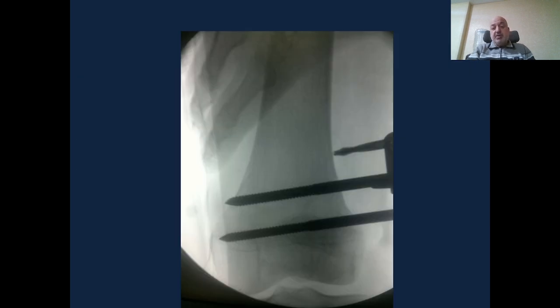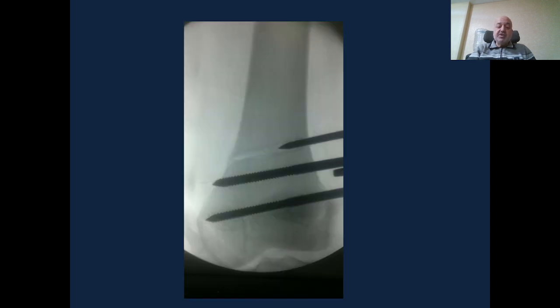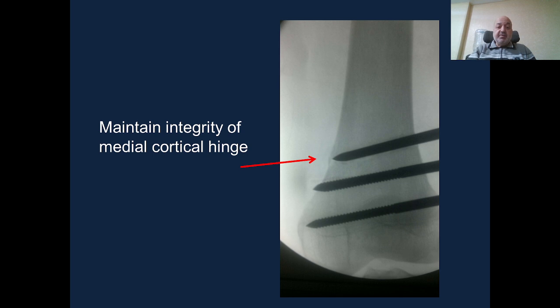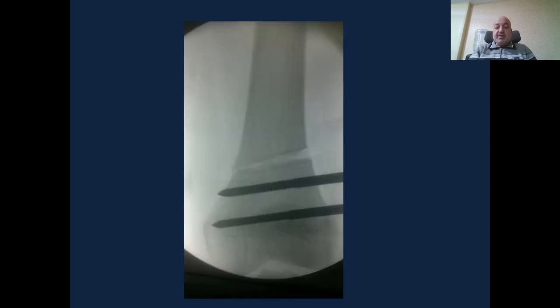After insertion of the pins and the attachment of the frame, we do percutaneous osteotomy through a 1 cm skin incision, multiple drill holes, and complete the osteotomy with an osteotome. During the osteotomy, we try to maintain the integrity of the medial cortical hinge, which will be used to maintain bone contact and stability of our construct.